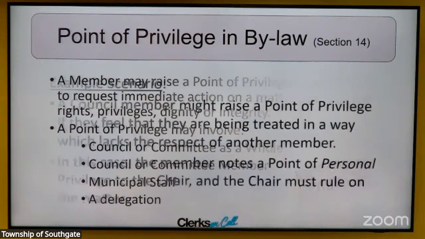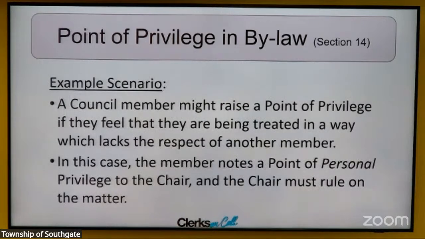So here's an example scenario. A member of council might raise a point of privilege if they feel they are being treated in a way which lacks the respect of another member. In this case, the member notes a point of personal privilege to the chair, and the chair must make a decision on the matter.